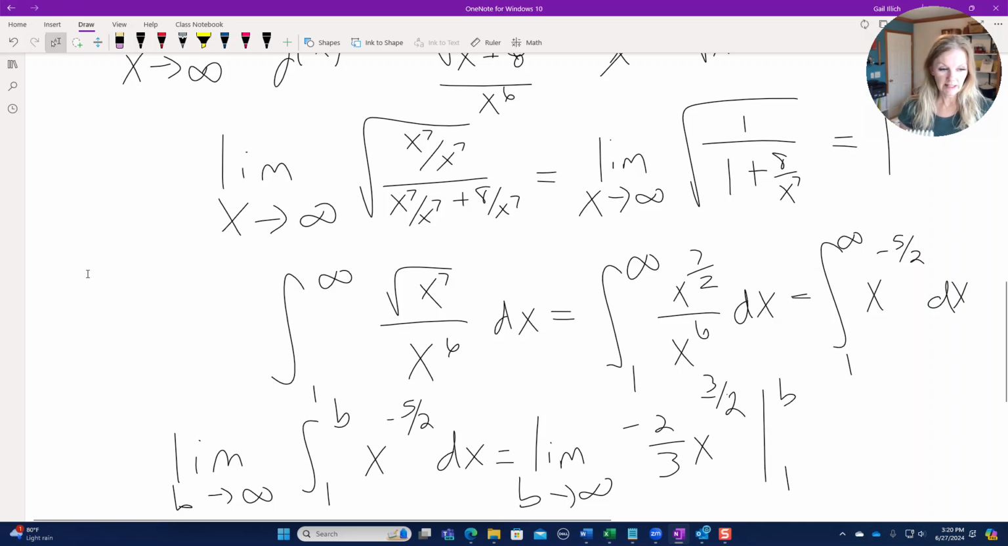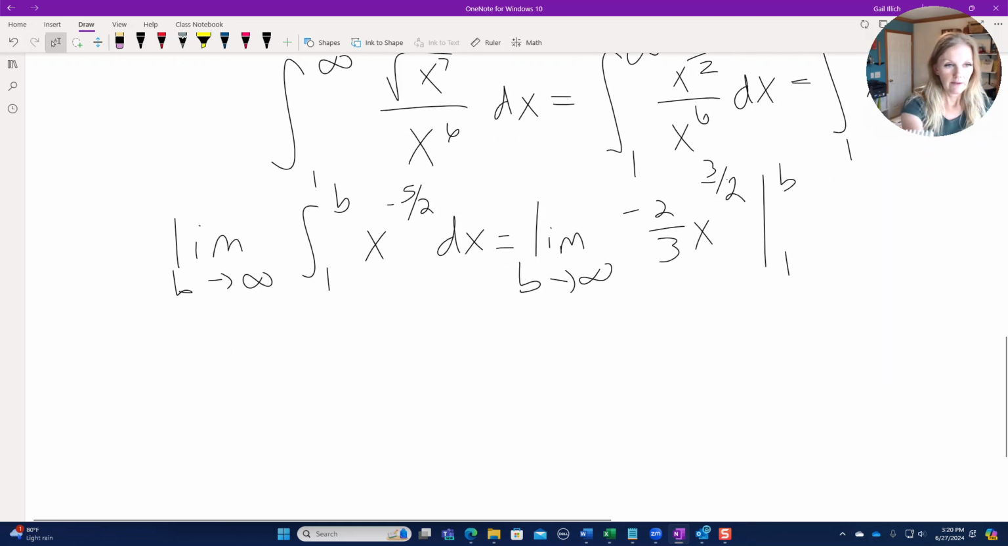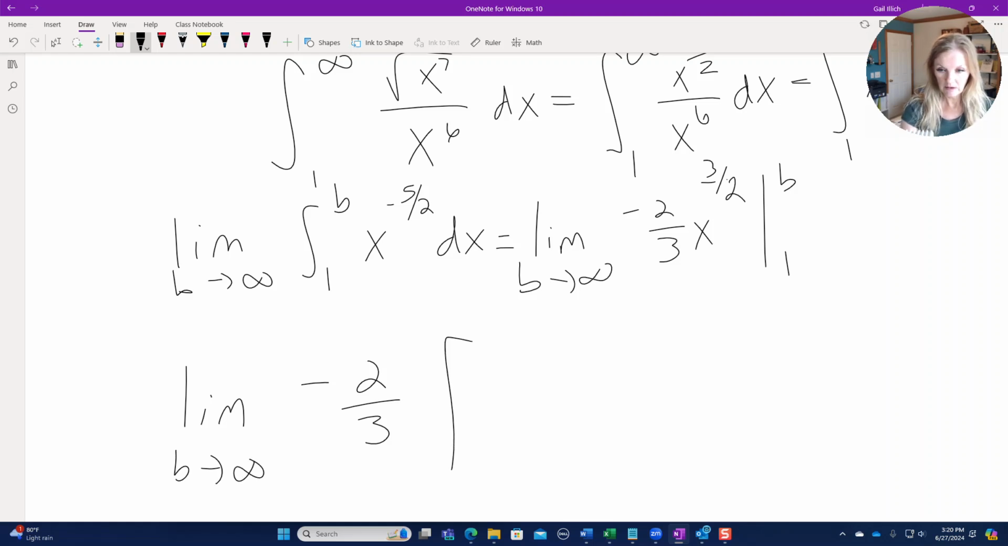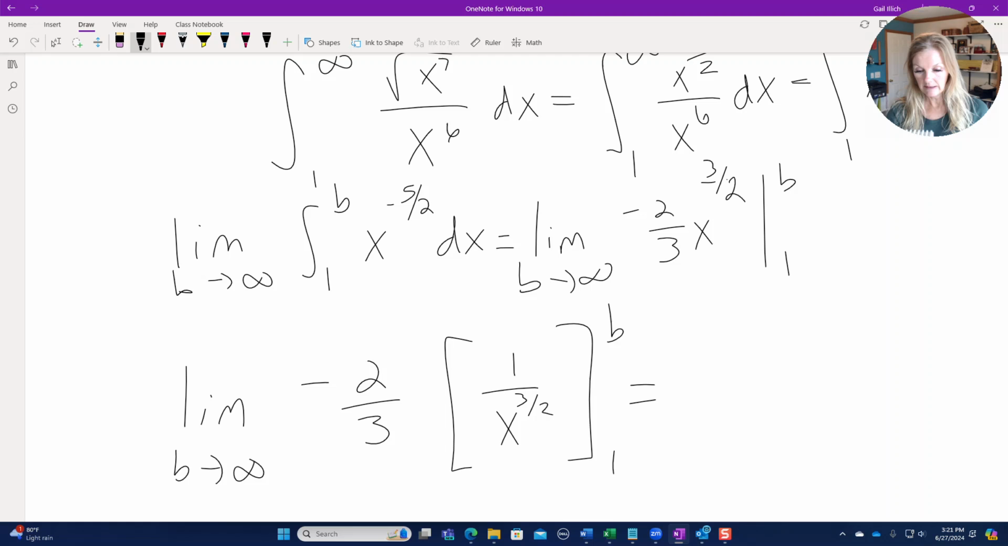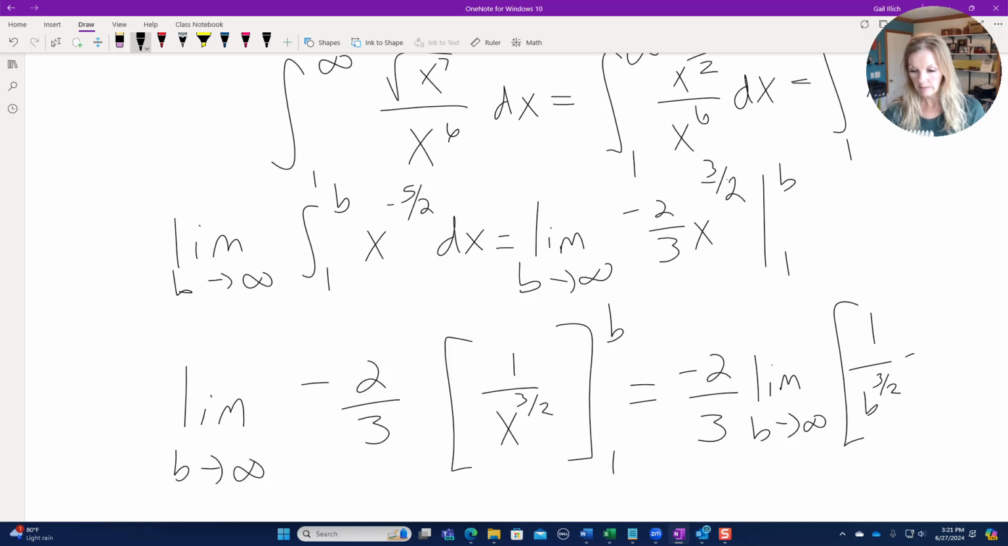And then if you want to think about what that's going to look like, we can put the negative 2/3 in front. I'm going to also put the limit as b goes to infinity. So this is like 1 over x to the 3 halves because of the negative, right? From 1 to b. Maybe that kind of helps. And that negative 2/3, you could even put that in the very front. Negative 2/3, let's think about the limit as b goes to infinity. And this would be 1 over b to the 3 halves minus 1 over 1, or just 1 to the 3 halves. As b goes to infinity, though, this part is going to go to 0. So this is going to be negative 1, and then times the negative 2/3 is going to be positive 2/3.